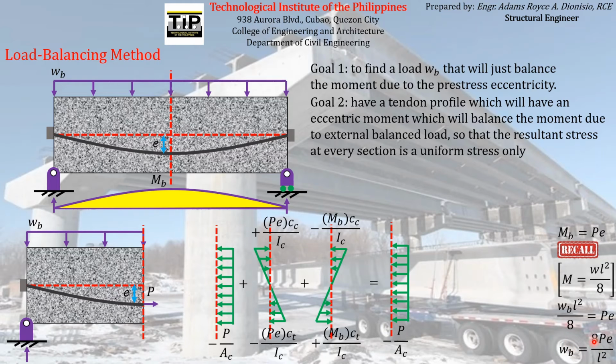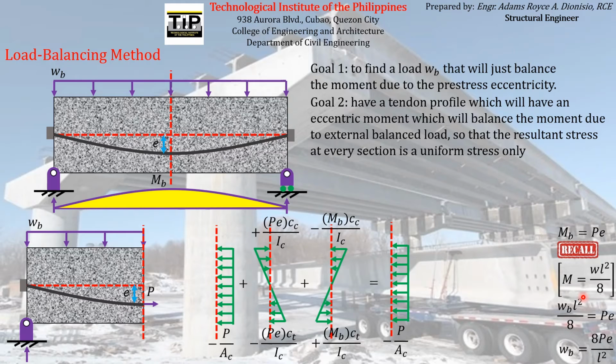8 times the pre-stressing force times its eccentricity at midspan. Since we derived this formula by considering the section at midspan, the eccentricity that we talk about here is at the midspan, divided by L squared, which is the total length of the beam itself, the simply supported beam.